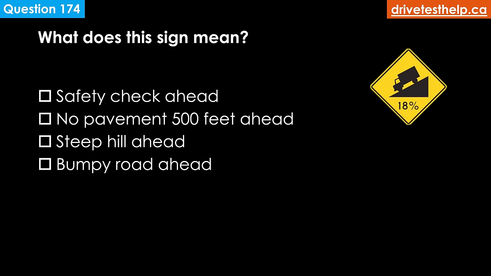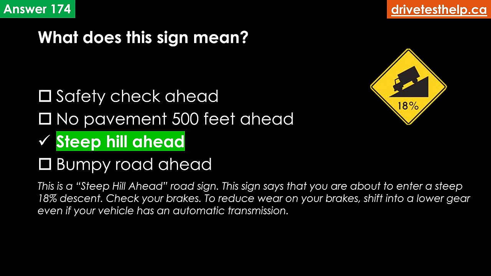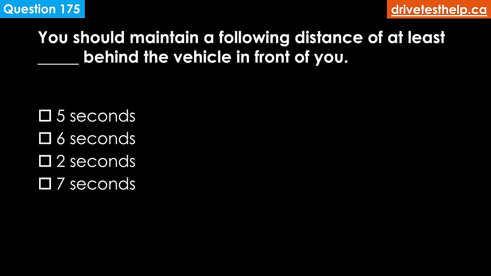What does this road sign mean? Safety check ahead, no pavement 500 feet ahead, steep hill ahead, bumpy road ahead. The correct answer is steep hill ahead. This is a steep hill ahead road sign. This sign says that you are about to enter a steep 12 degrees descent. Check your brakes to reduce wear on your brakes, shift into lower gear, even if your vehicle has an automatic transmission.